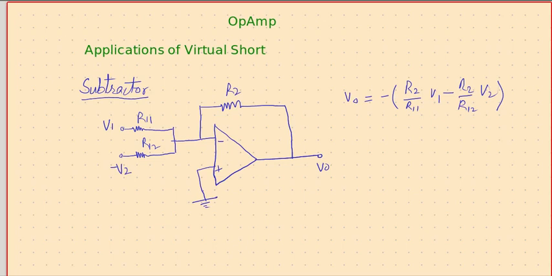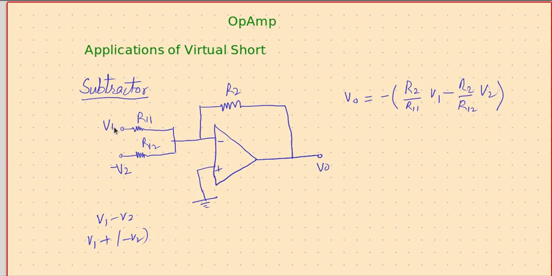After looking at an adder circuit, now let us see the subtractor circuit. This circuit is the subtractor. Subtractor, that is, if you want V1 minus V2, it is equivalent to adding V1 with minus V2. The same concept we are using.